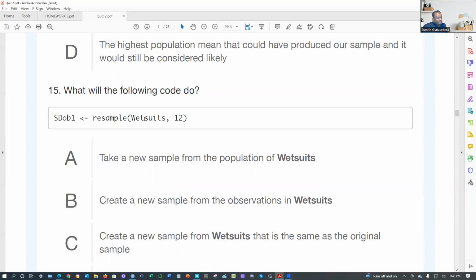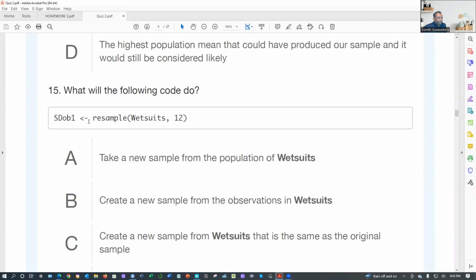It's not going to do that one. It creates only one sample. See, it creates a sample from the observations we were already given in the wetsuit data. You're not going to do anything else. You create another sample, that's it. A new sample.